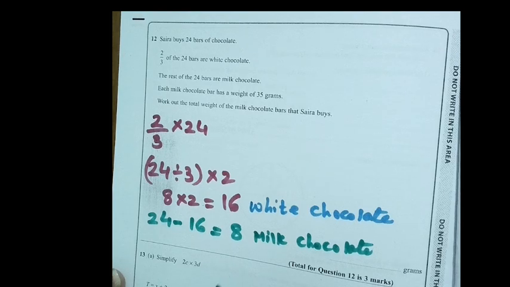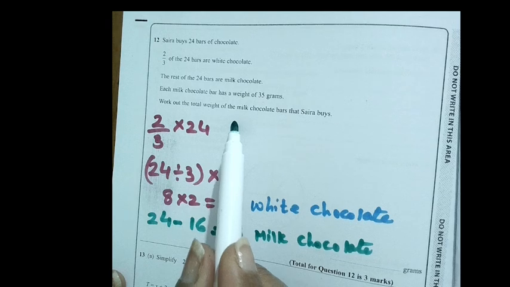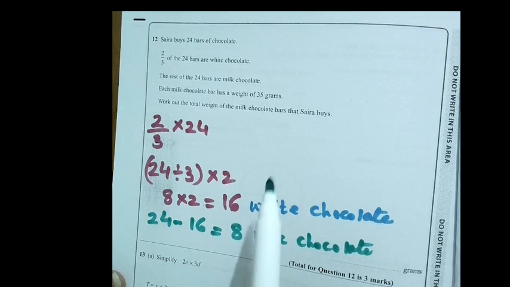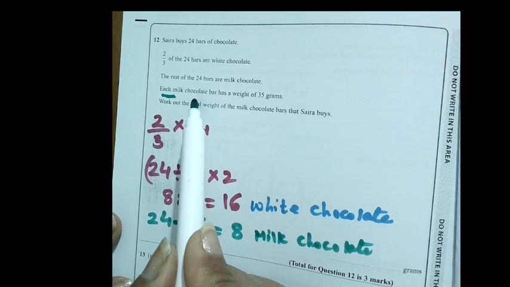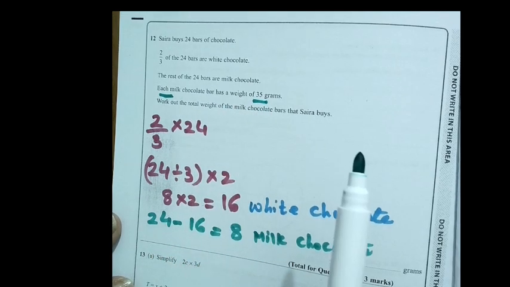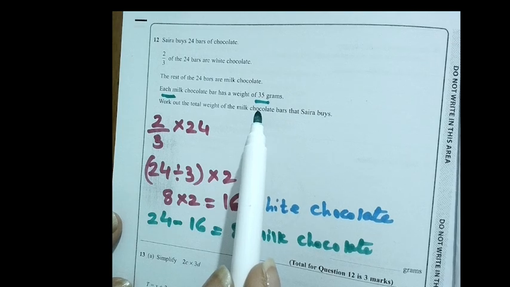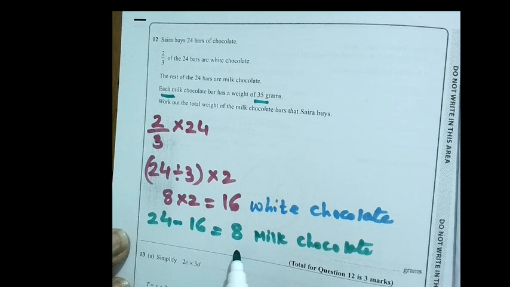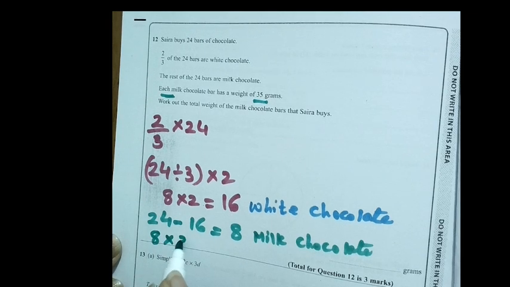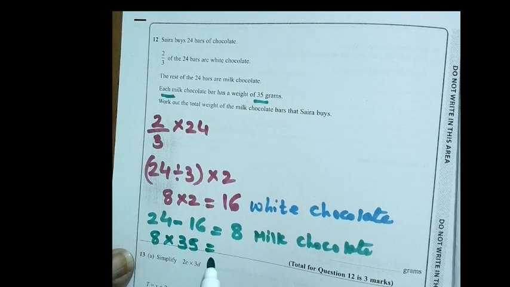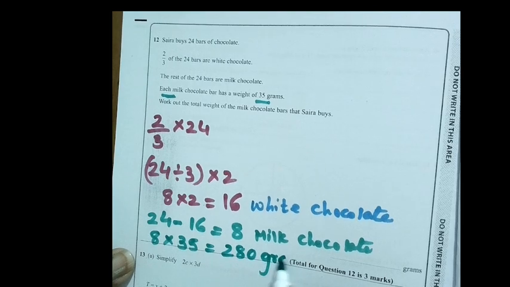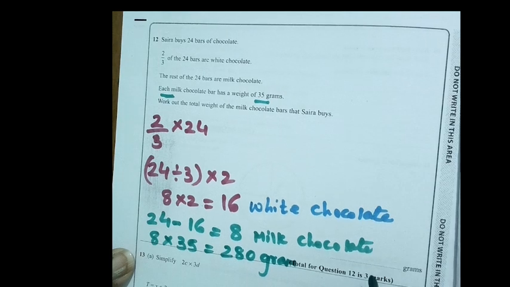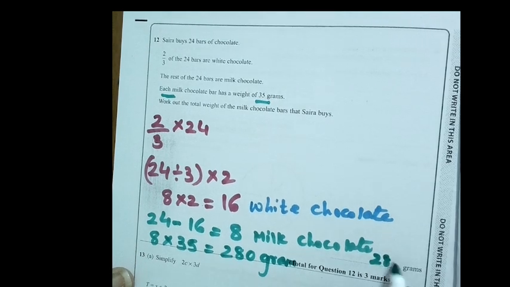Now what is our question? Work out the total weight of the milk chocolate bars that Sarah buys. They have given us a hint that each milk chocolate bar has a weight of 35 grams. How many are milk chocolates here? 8. So we will do 8 times 35, and when you do 8 times 35, your answer will be 280 grams. So your final answer will be 280.